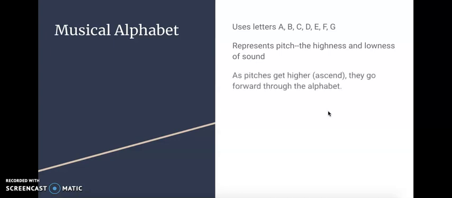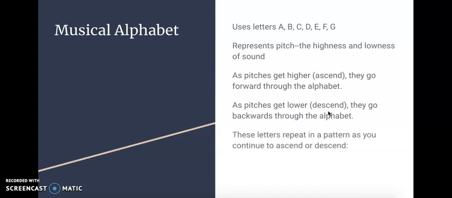And as pitches get higher, as they ascend, they go forward in the alphabet. B is higher than A, C is higher than B, and so on. As pitches get lower or descend, they go backwards in the alphabet, meaning that B is lower than C and A is lower than B.